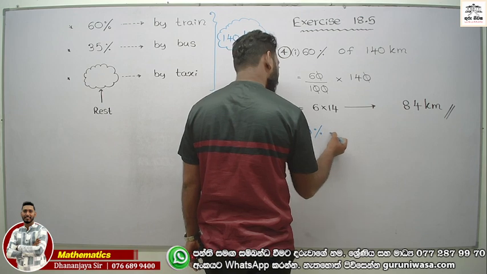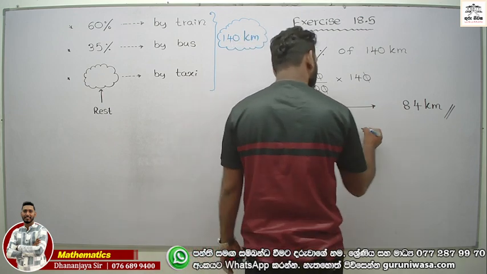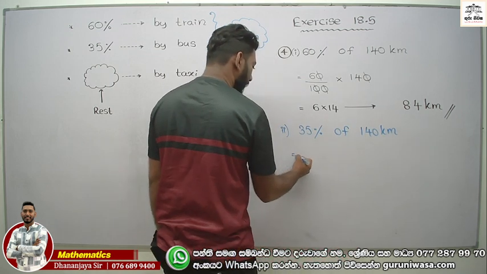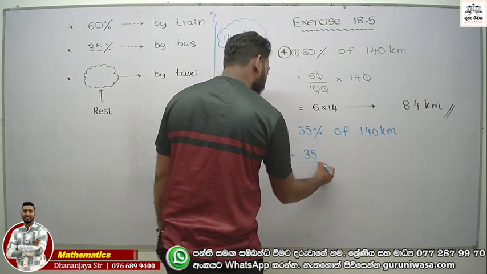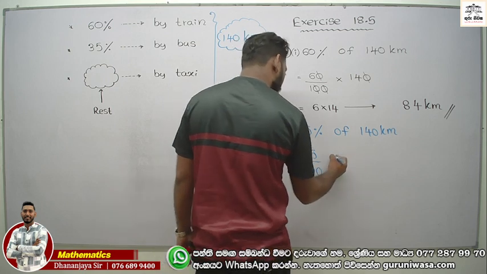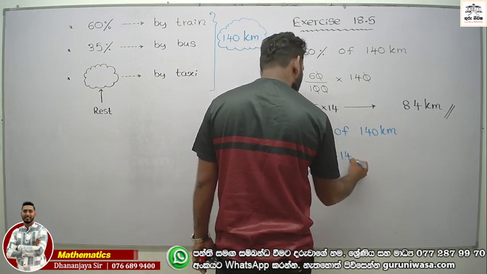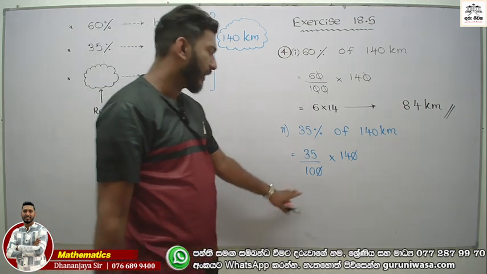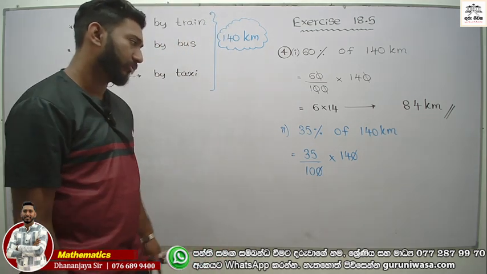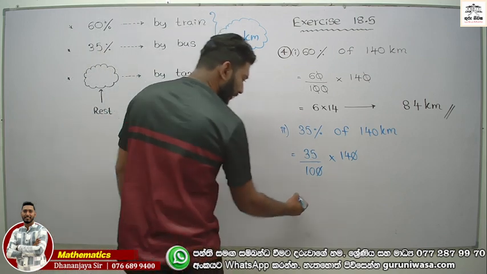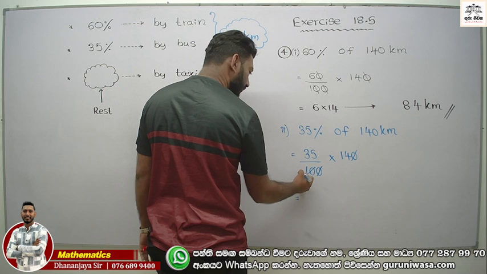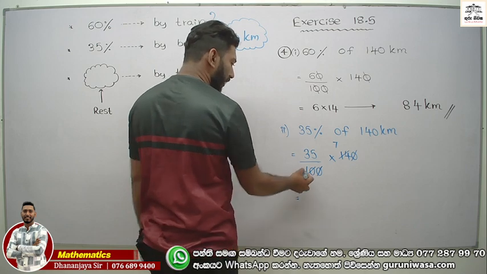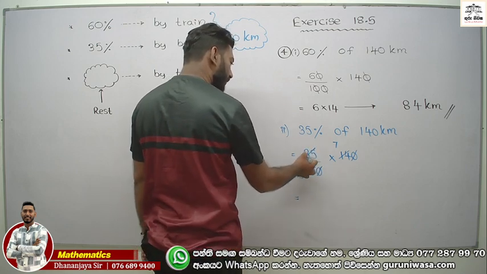Therefore, 35% of 140 kilometers. Then 35% you can write as 35 over 100 multiplied by 140. You can cut 0 and 0, and dividing by 10 is an easy thing, but you can simplify also. Like 10 is 2 times 5, and 14 is 2 times 7. Again you can simplify: 5 times 1 and 5 times 7.